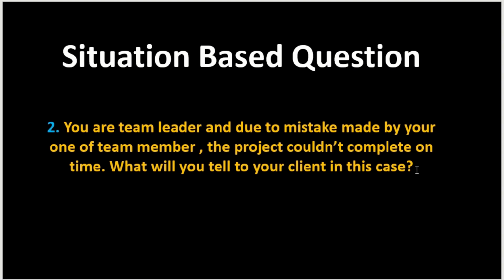It means, what type of decision do you take before the client? So the basic answer to this question is that you should take the blame on yourself. Before the client, you should not blame the team members. Before the client, you should say that due to some inconsistency on my part, the project could not be completed on time. Before the client, you should not blame your team member. This was the motive of this question.